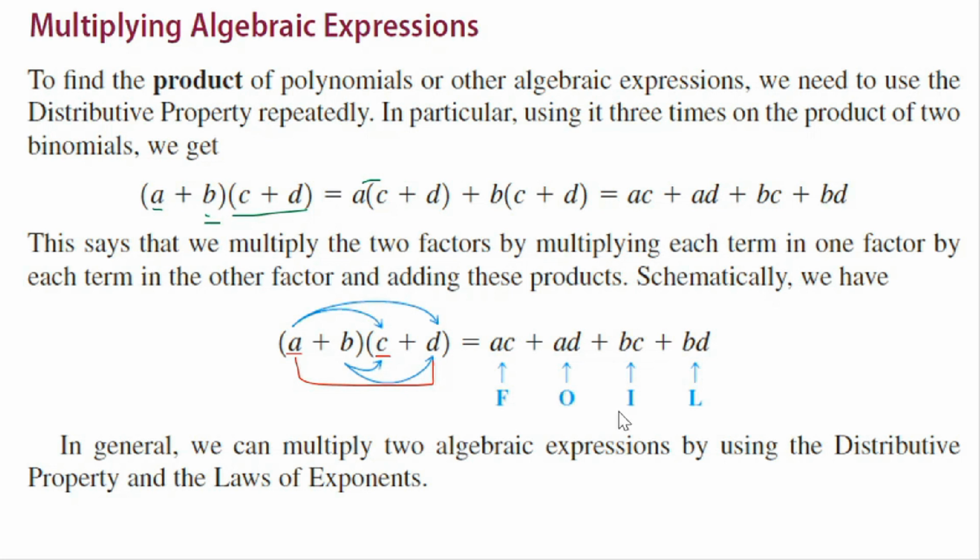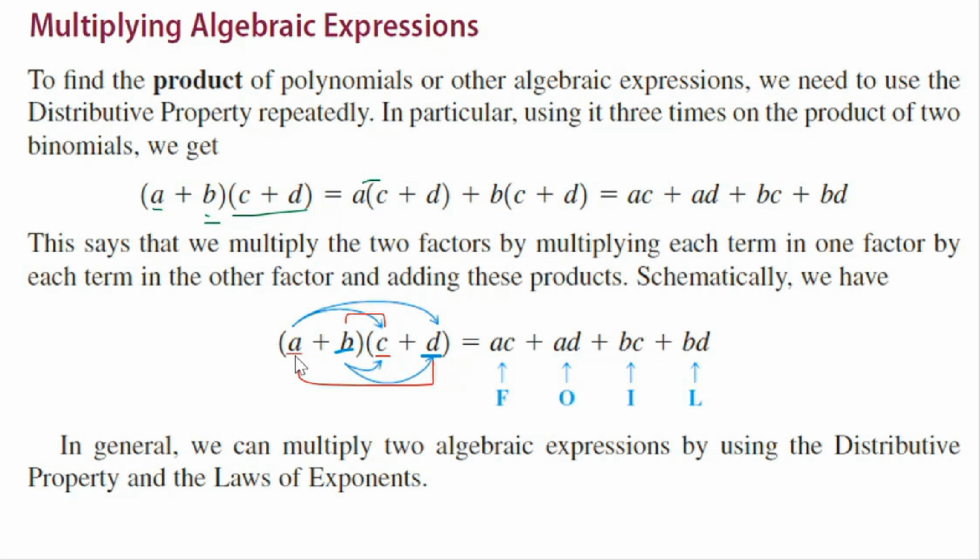And I stands for inner terms. So we have the inner terms here, B and C. All right. And L is the last terms. If we have first terms, we also have last terms. So the last terms now are B and D. Now using that, we can multiply the first terms. The ones that I lined in red are the first terms. So A times C is AC.